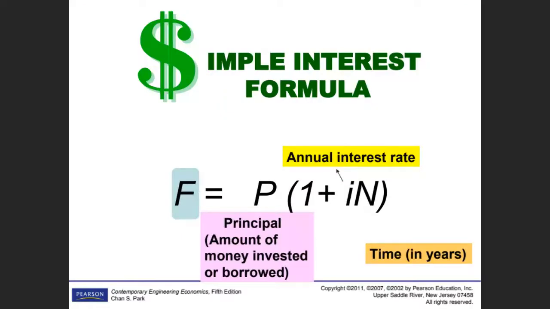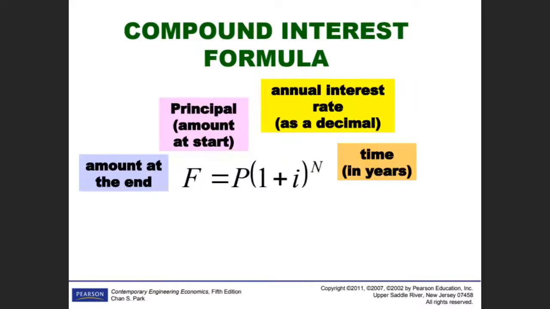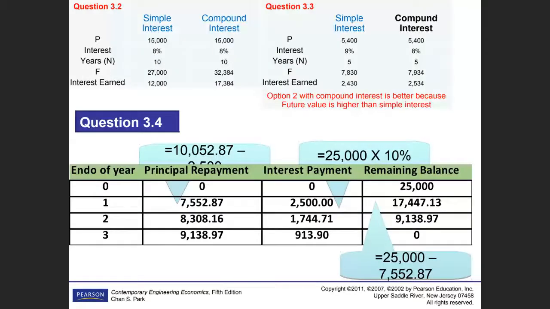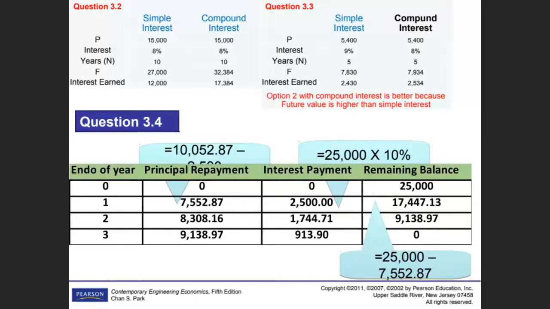This is the formula to calculate a simple interest, the F, and then we looked at how we calculate an F using a compound formula. And then I asked you to look at these questions, 3.2, 3.3, and 3.4. Yes, is there any question until this point?